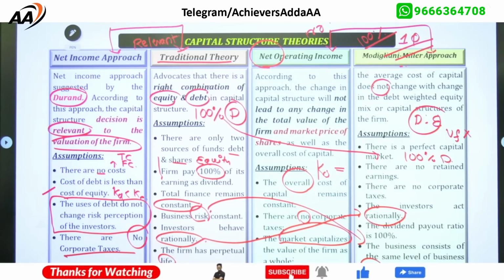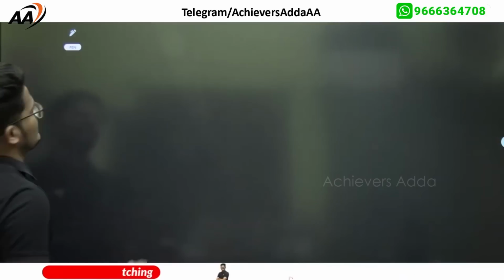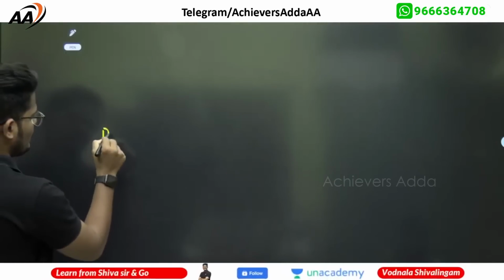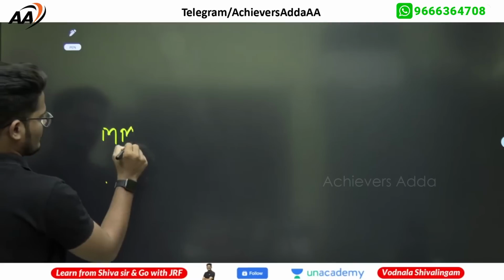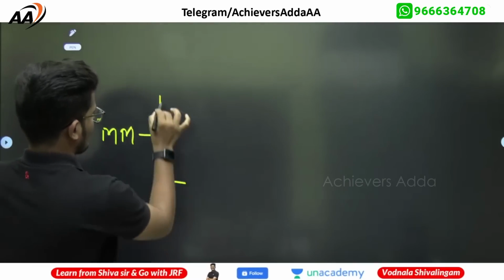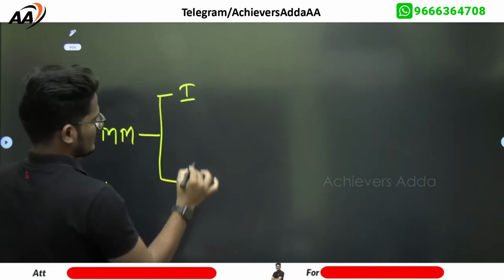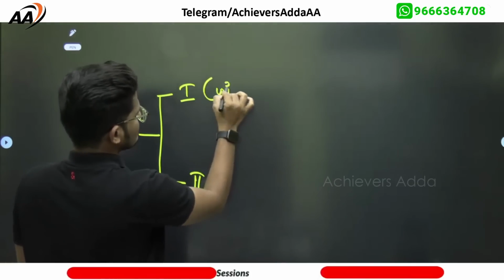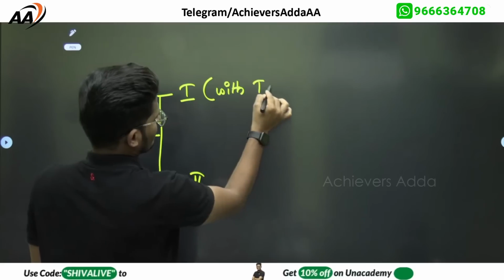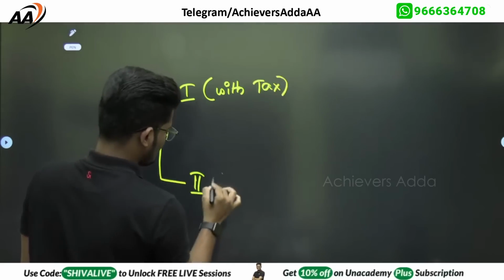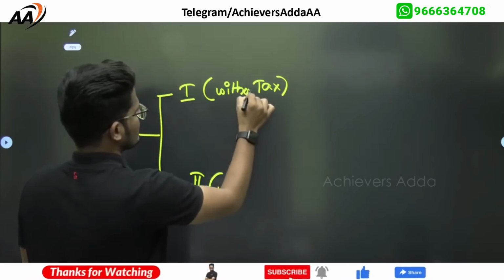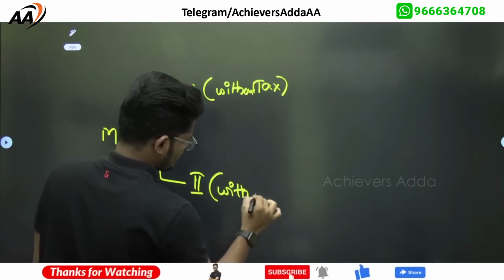So there are two types in the Modigliani-Miller approach, proposition number 1 and number 2. Number 1 is without tax. Number 2 is with tax.